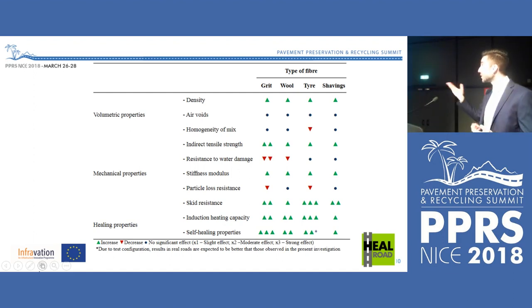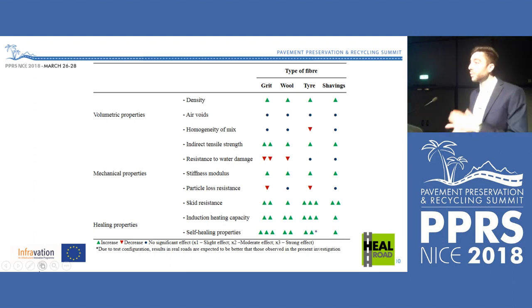So for that reason, we also recommend using them in bottom layers. On the contrary, steel wool and the shavings can be perfectly used in top layers. They heat very well when they're close to the induction coil, and they do not produce any kind of health or safety issues.